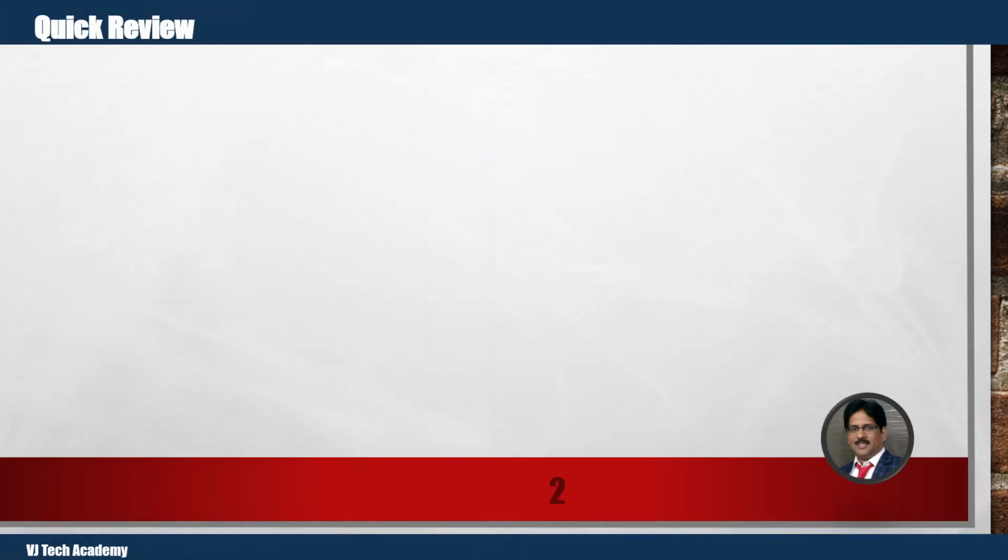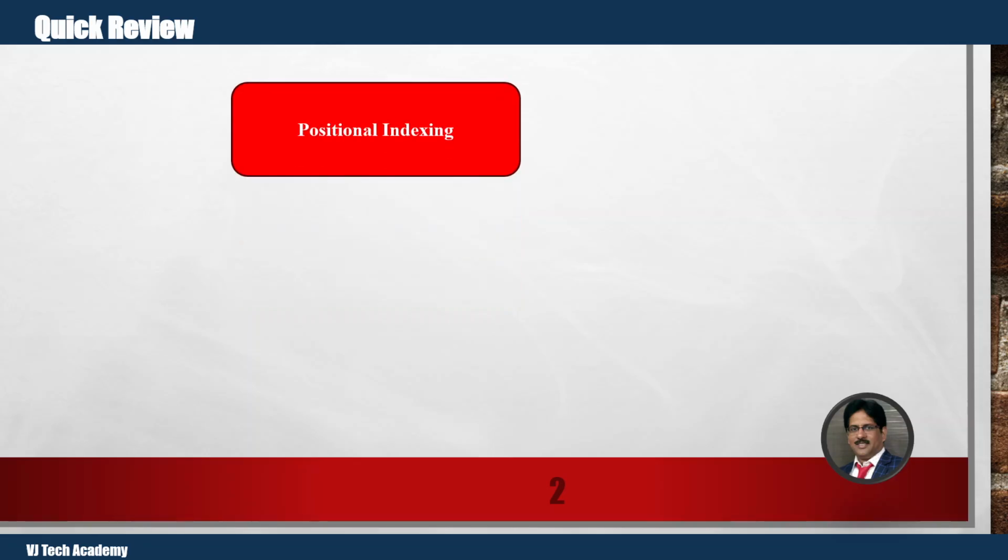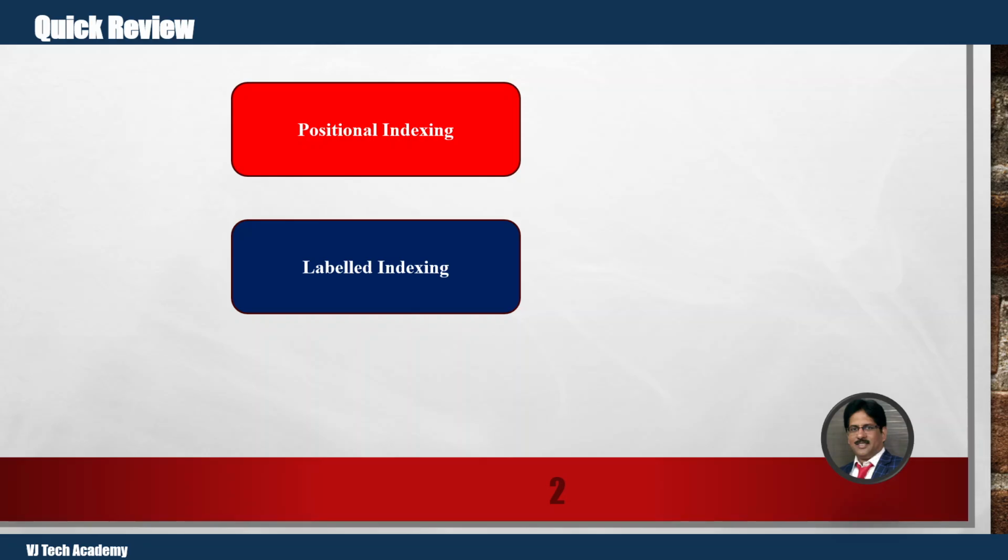Before we start, let's have a quick review of the previous class. We discussed positional indexing, where we access the data using position numbers like 0, 1, 2, etc. We also discussed labeled indexing, where we access the element using index labels, that is, user-defined labels.